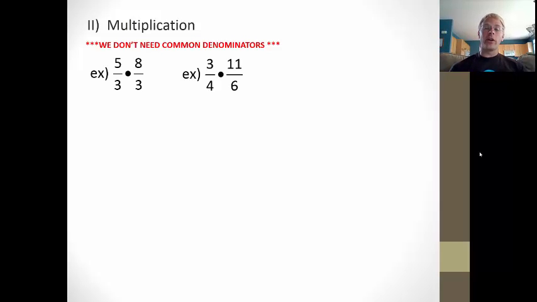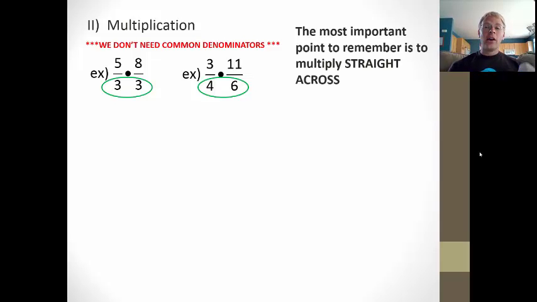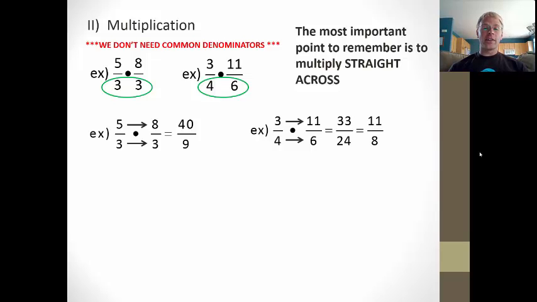What's important to remember with multiplication is not that we have a common denominator, but that we multiply straight across. Not cross multiplication. That's something completely different that we never do when we're multiplying fractions. Straight across. So 5 times 8, 3 times 3, we get 40 over 9. That is fully simplified, so we leave it as an improper fraction there. 3 times 11, 4 times 6, 33 over 24. That can be simplified. Divide 3 in the top and the bottom to get 11 over 8.